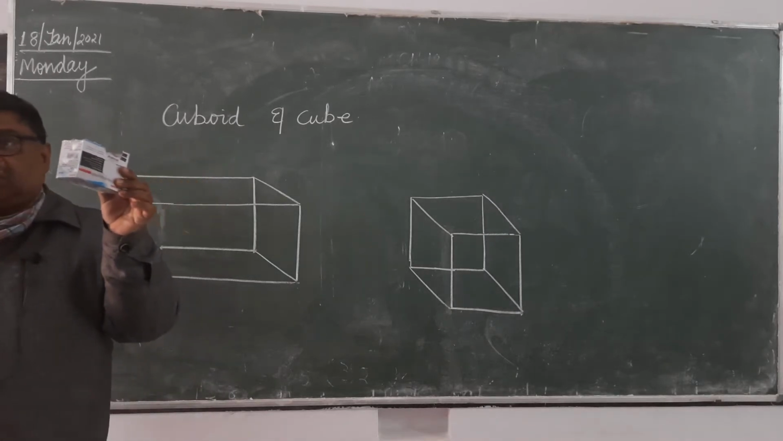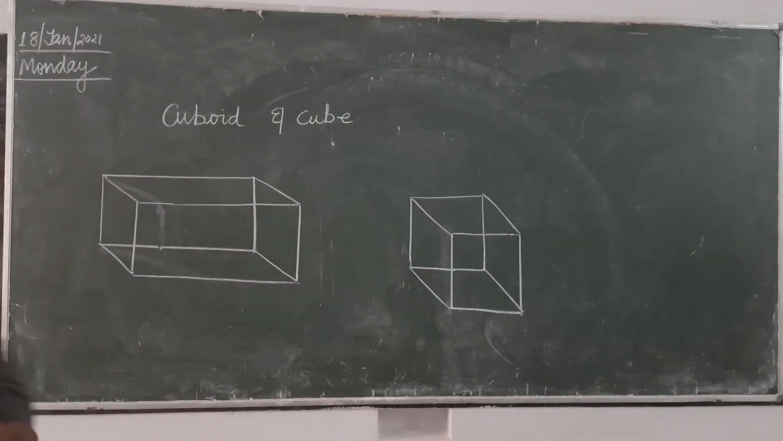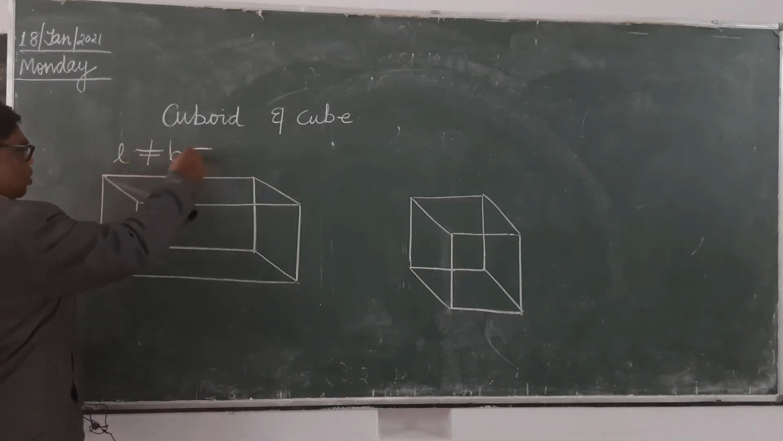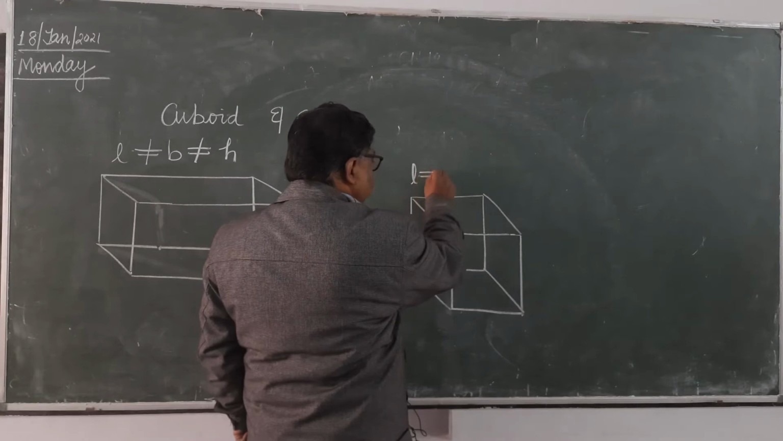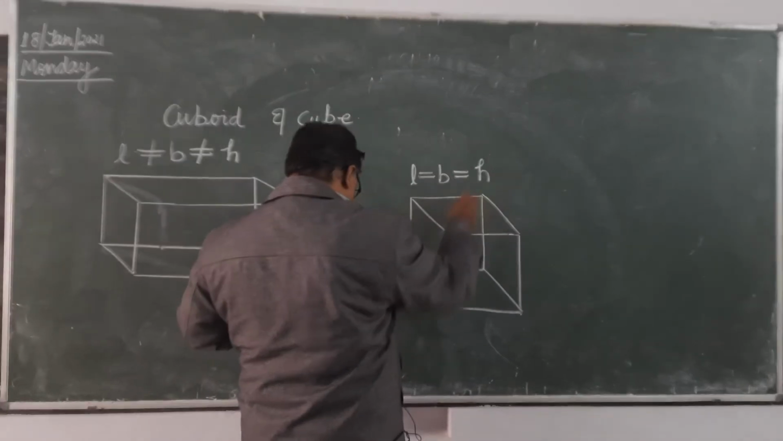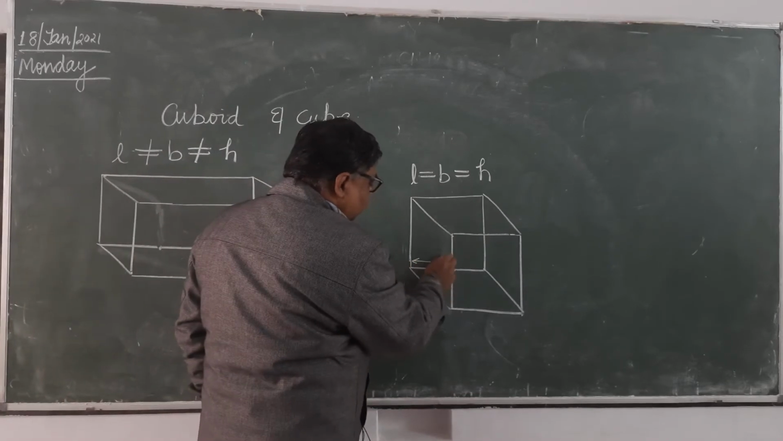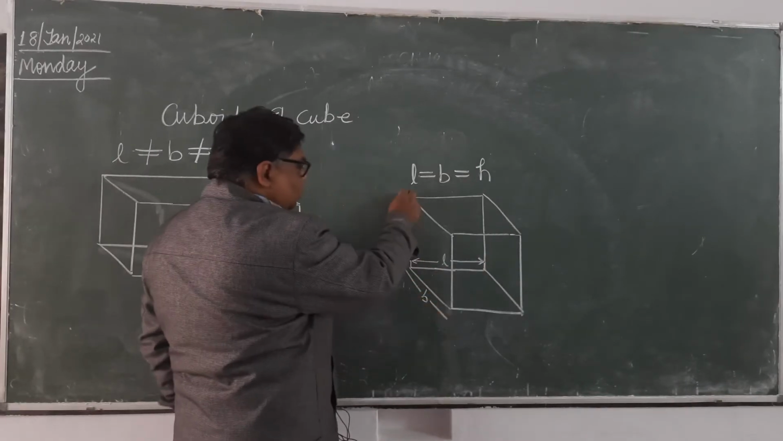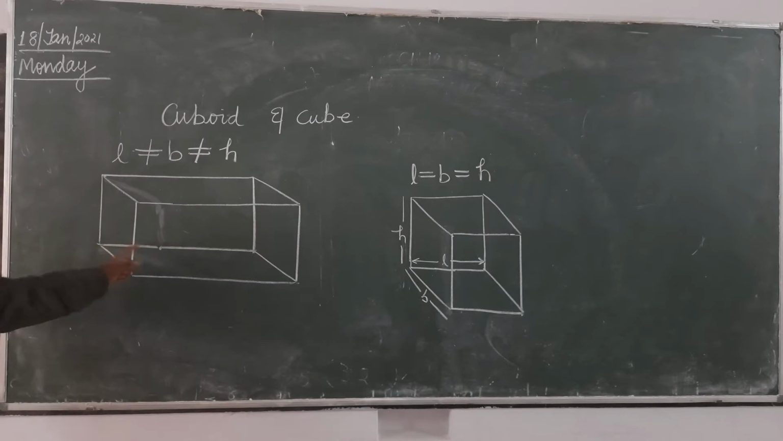It is clear. Now here length, breadth and height all the three are having different lengths. Length is not equal to breadth, is not equal to height. But here length, breadth and height all the three are equal. L, B, H all the three are equal. You can see here what is length here. This is length. This is breadth. It's clear. And this one is height. Similarly here this side is length, this is breadth and this is the height.